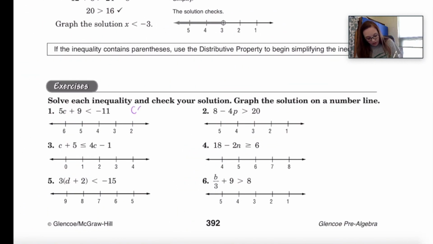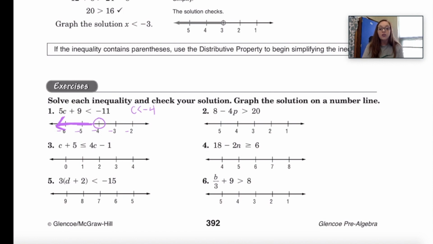So c is less than negative 4. The negative signs got cut off here, so I'm going to add those in real quick. Okay, now I'm ready to graph. So c is less than negative 4, meaning negative 4 is not a solution to this inequality. So I'm going to have an open circle at negative 4, and I'm going to draw my arrow to include all the numbers that are less than negative 4. So that's going to be all numbers that are on the left side. Okay, that's number 1.